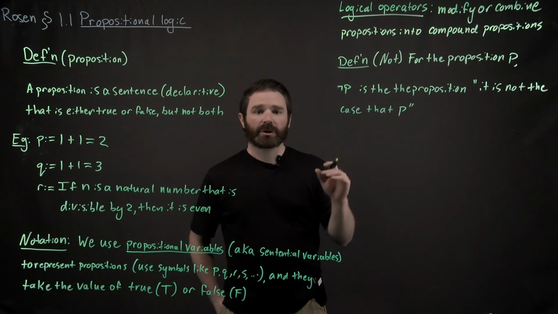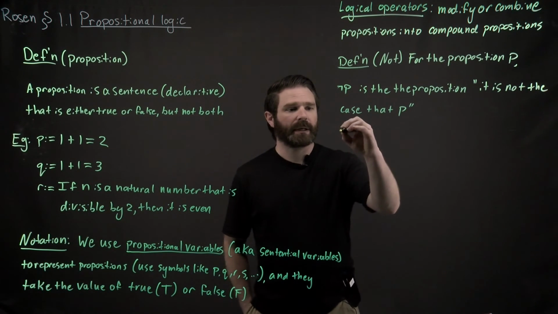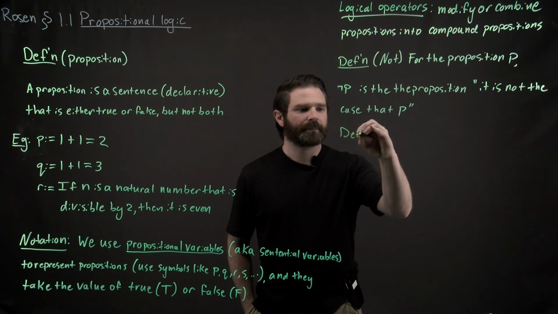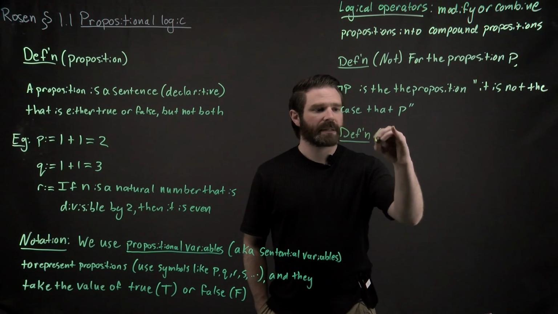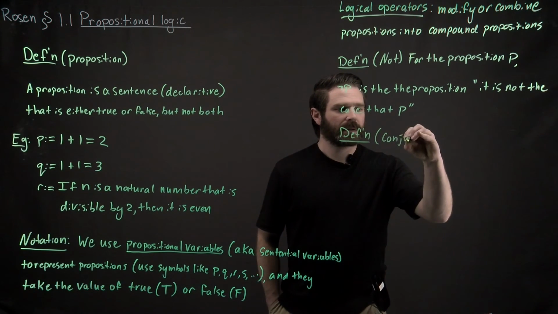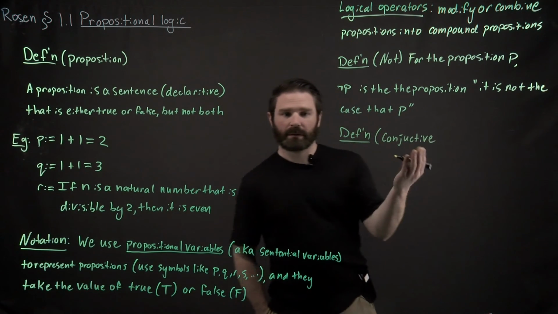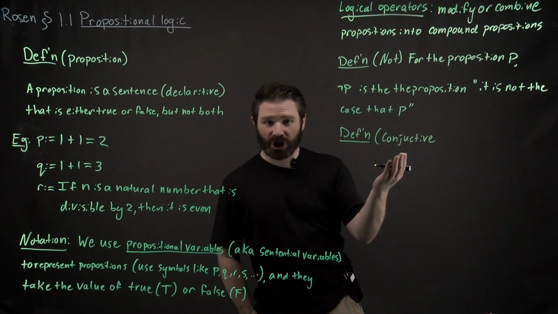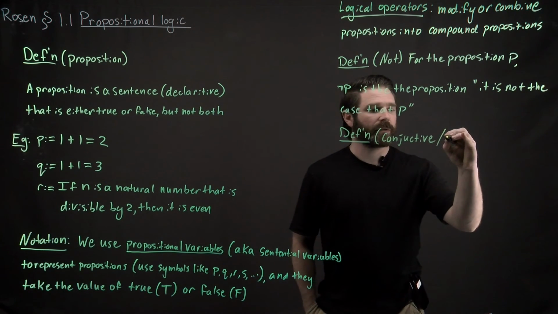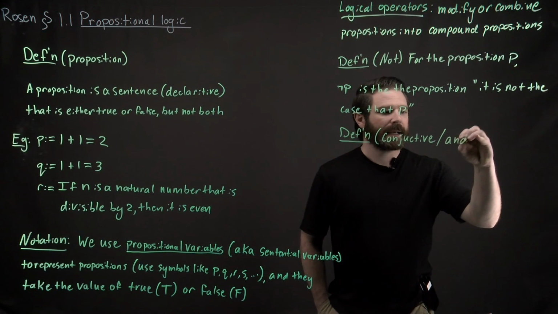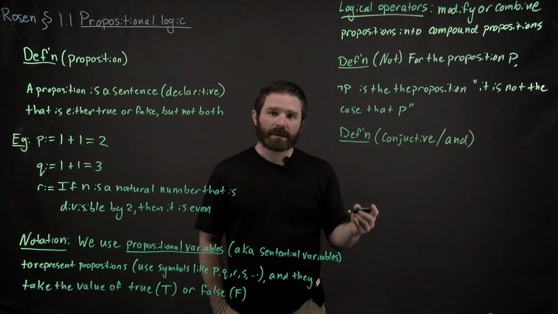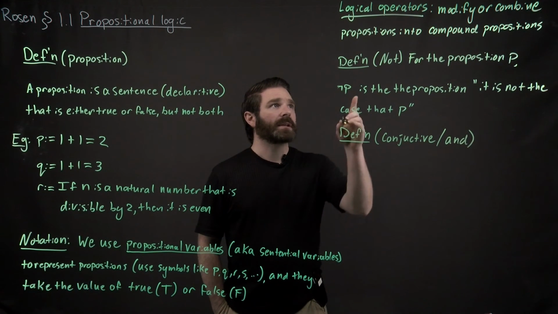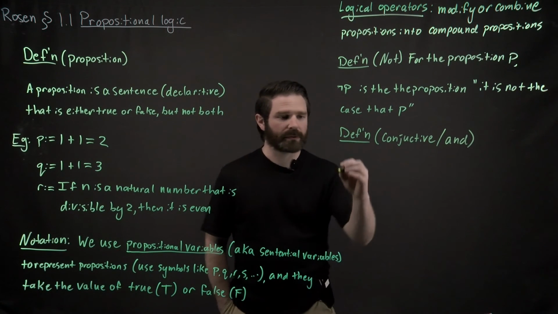So our second logical operator is going to be AND. So this is another definition right here, and this is, if you want to call it properly, the conjunctive, but usually we refer to it as AND right here. So the definition of this logical operator is as follows.